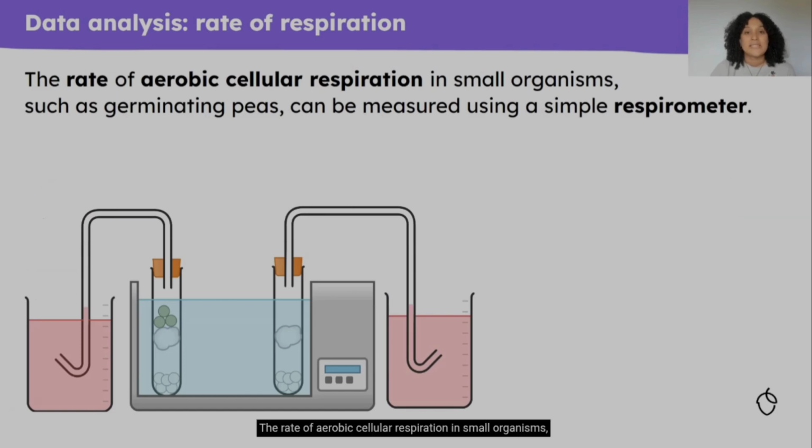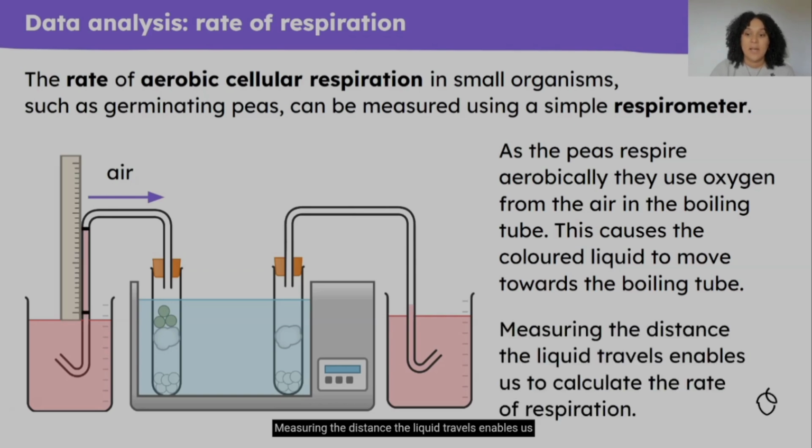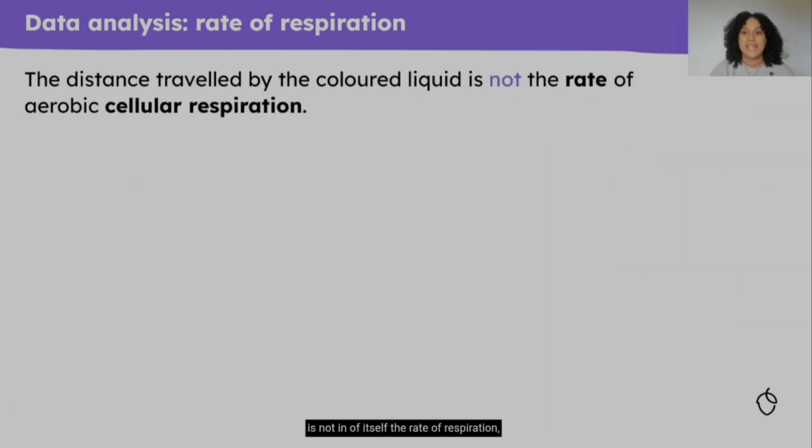The rate of aerobic cellular respiration in small organisms, such as germinating peas, can be measured using a simple respirometer, and that's what this equipment in the diagram is. As the peas respire aerobically, they use oxygen from the air in the boiling tube, and this causes the coloured liquid to move towards the boiling tube where the germinating peas are. Measuring the distance the liquid travels enables us to calculate the rate of respiration. So the distance a liquid travels is not in and of itself the rate of respiration, but it allows us to calculate it. I'll explain what I mean by that.